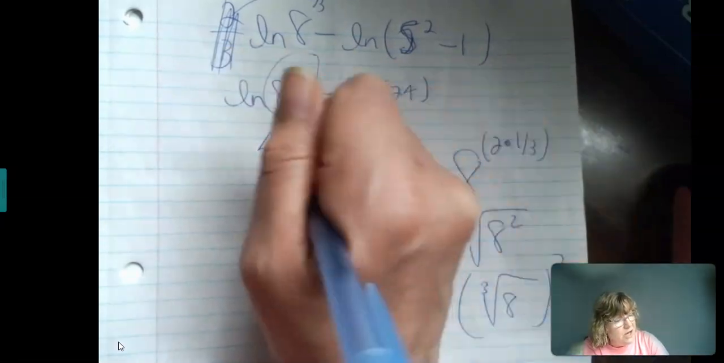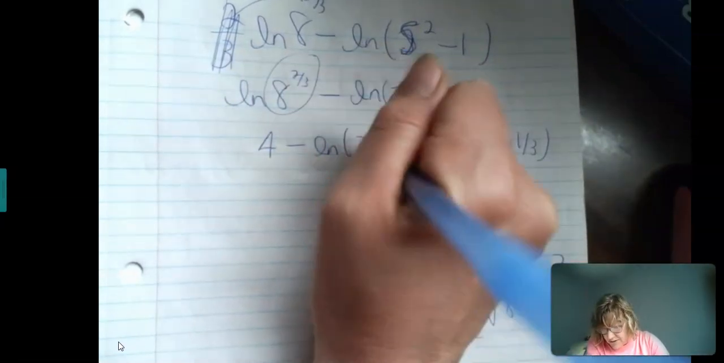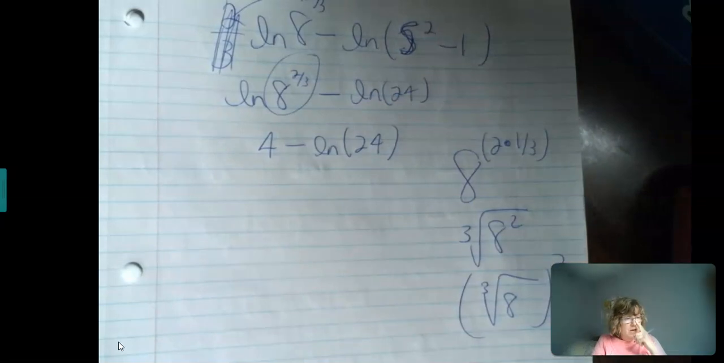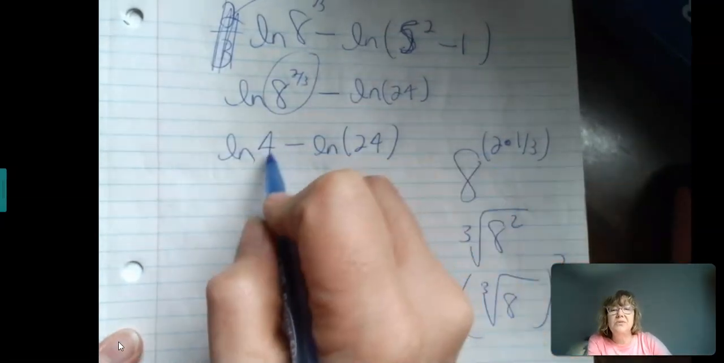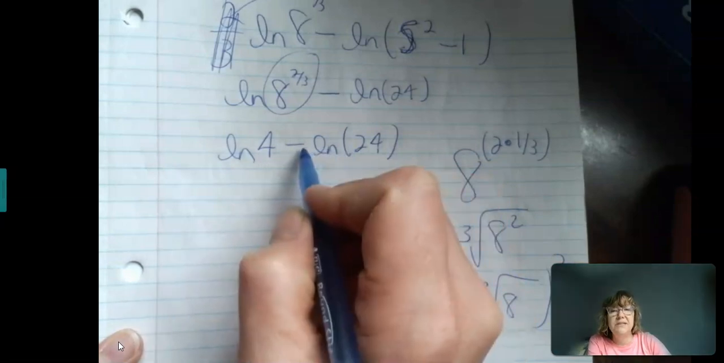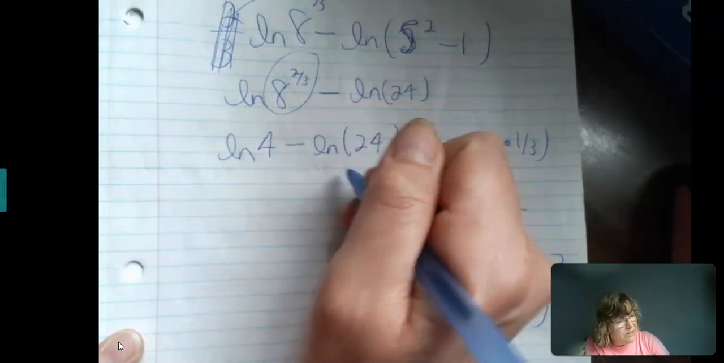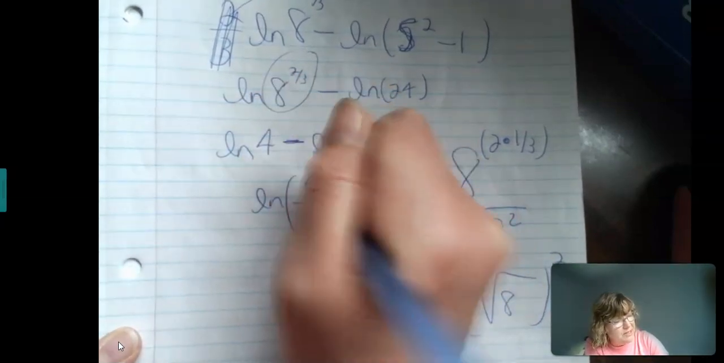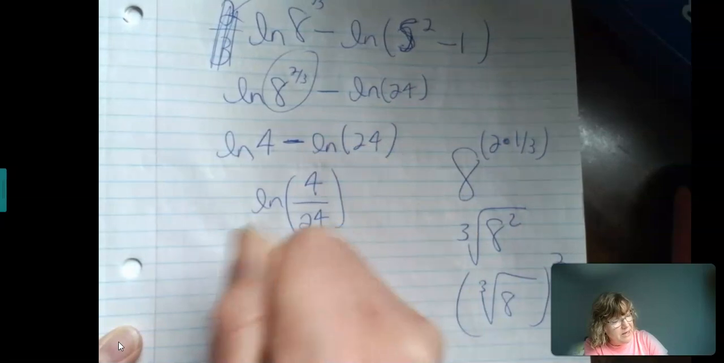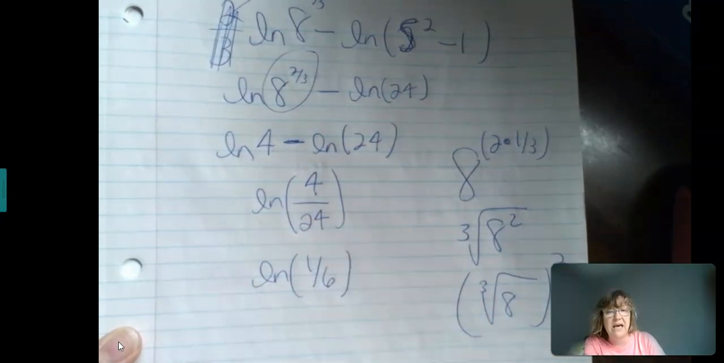And that's after I do the log, minus ln of 24. It helps if I write the ln there. All right, so now I have subtraction. So I'm going to condense it into 1. This is subtraction, so I'm going to divide. This is the top, that's the bottom, so ln of 1/6.